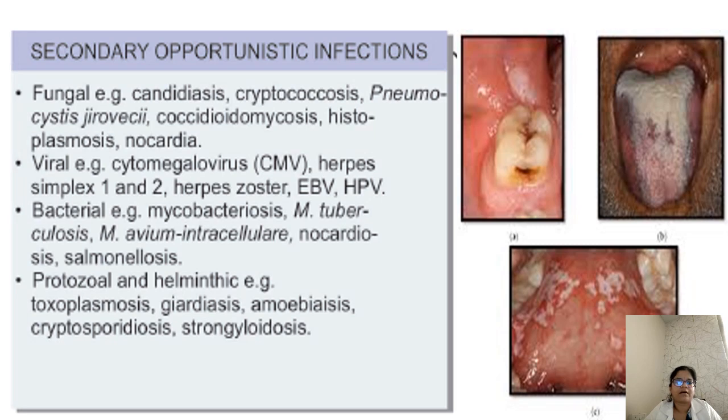What are the secondary opportunistic infections because of the degraded or completely destroyed immune system in our body? You get different fungal, viral, bacterial, and protozoal infections. Fungal infections include candidiasis, cryptococcosis, Pneumocystis jirovecii, coccidioidomycosis, histoplasmosis, and nocardia. Viral are cytomegalovirus, herpes simplex virus 1 and 2, herpes zoster, EBV, that is Epstein-Barr virus, and human papilloma virus. Bacterial is mycobacterial infection, Mycobacterium tuberculosis, with Mycobacterium avium intracellulare, and nocardiosis and salmonellosis. Protozoal and helminthic infections will be toxoplasmosis, giardiasis, amoebiasis, cryptosporidiosis, and strongyloidiasis.